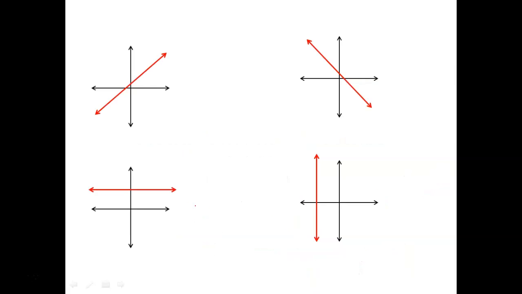All right, we're going to talk about slopes of a line. If the line rises from left to right, you have a positive slope. If it drops from left to right, you have a negative slope. Please take notes of this, guys. If it is a horizontal line, it is a 0 slope. And if it's a vertical line, it is an undefined slope.